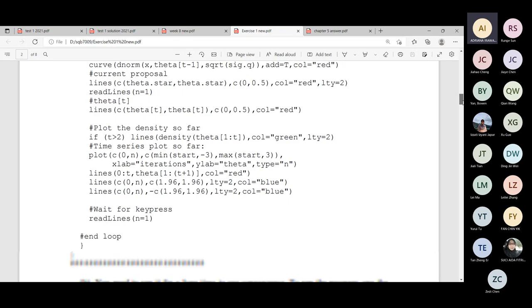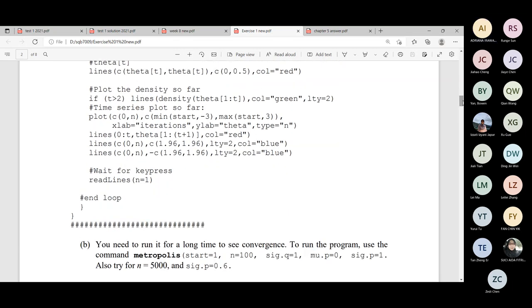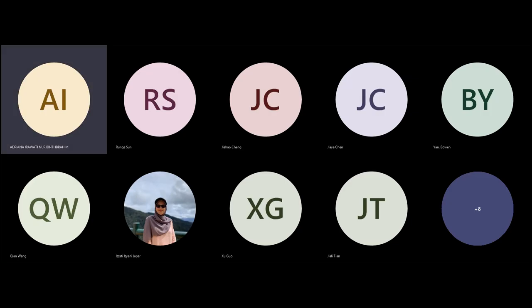So anyway, we can try it in R. I have to open R first. You can try your own, you can also try it in your R.